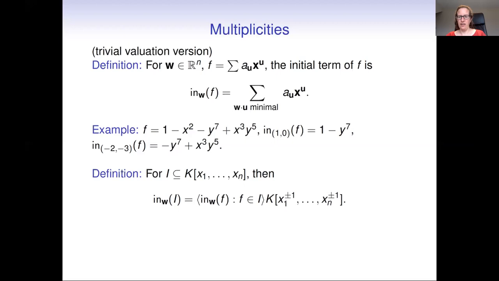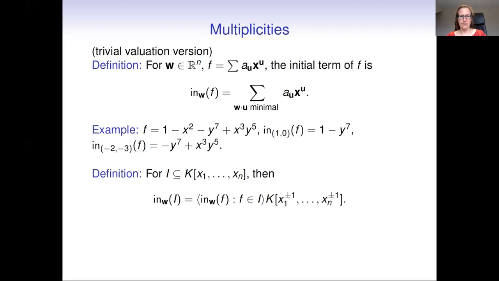Then the question, how many elliptic curves have the same tropicalization? An infinite number. Because all you're remembering is the valuation of the coefficients. If your elliptic curve was embedded in the plane as the solutions to a cubic, the only thing that we're remembering is the valuations of those coefficients. Okay, so let's come back to multiplicities.